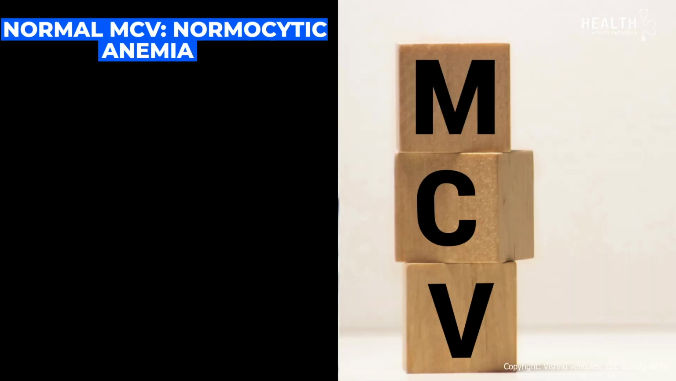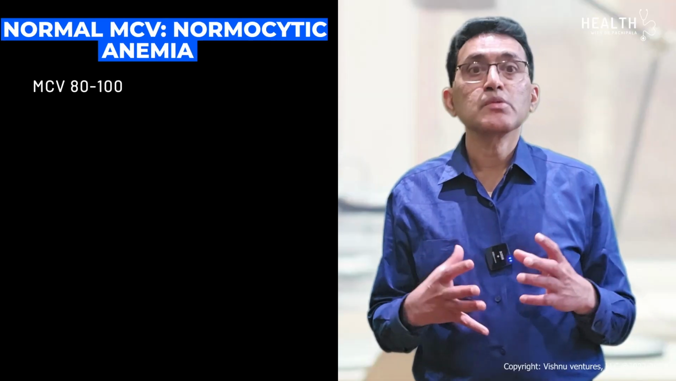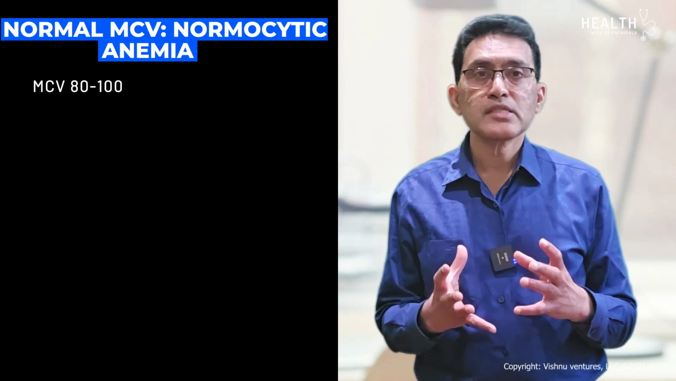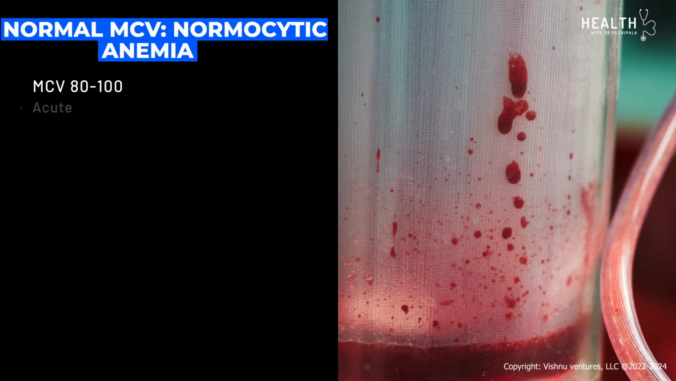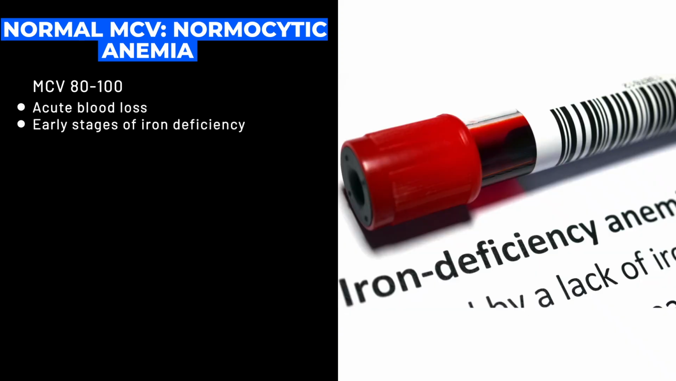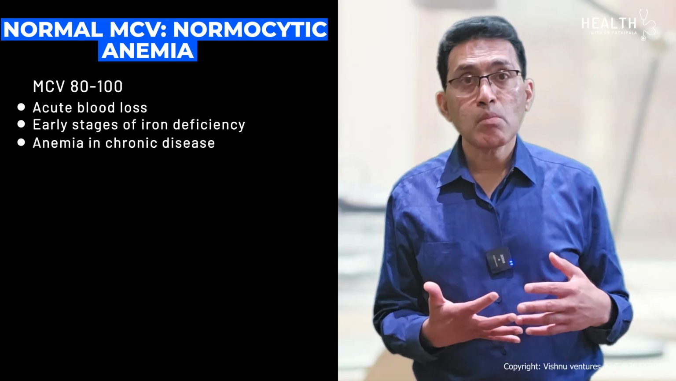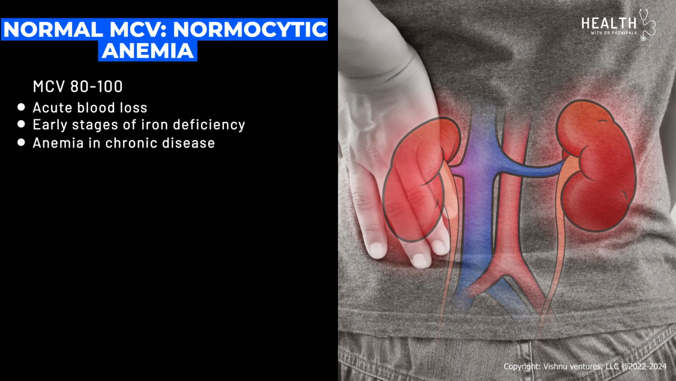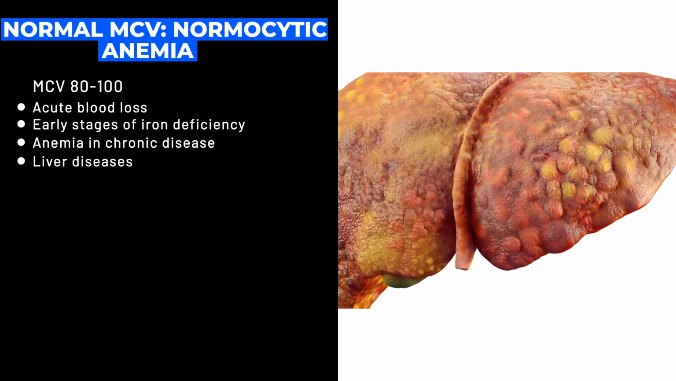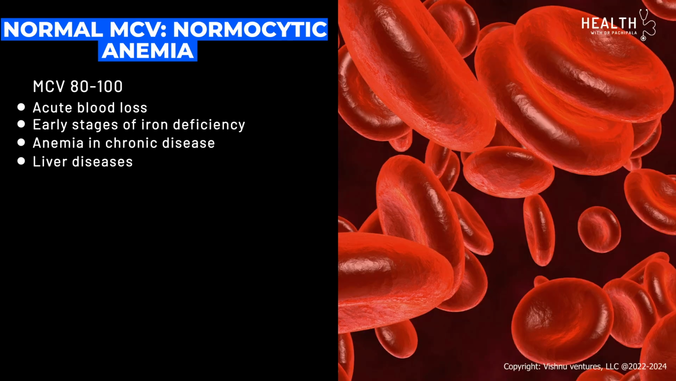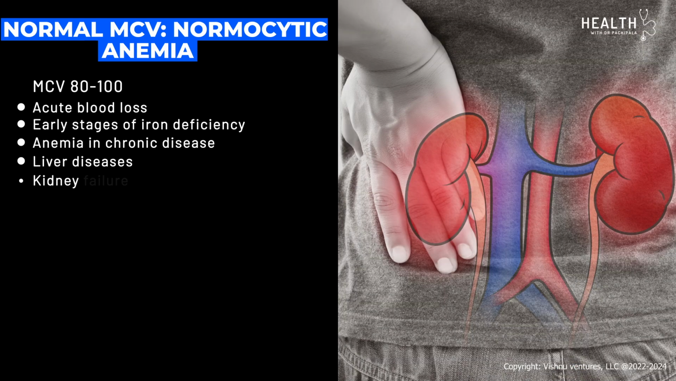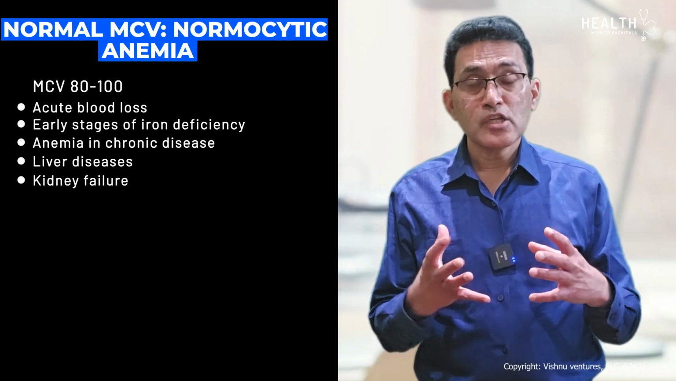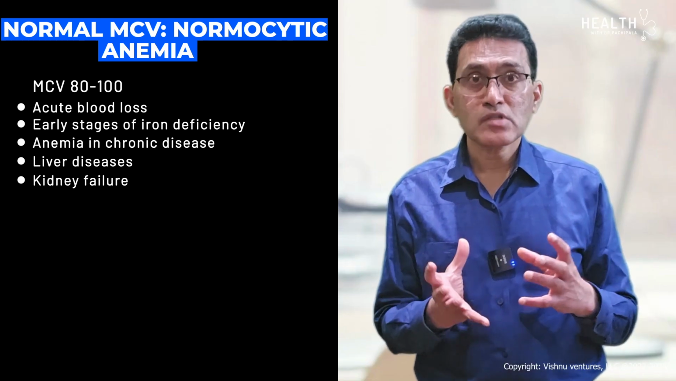And then there's normal MCV anemia, where the MCV is between 80 and 100. People have normal size cells, but they have anemia. The potential causes include acute blood loss, early stages of iron deficiency anemia, and chronic disease, meaning somebody has had a medical problem for a long time, such as diabetes, kidney problems, and liver disease. These patients have anemia with normal size cells. In addition, chronic renal insufficiency, meaning people with kidney problems for a long time, can have normocytic, normochromic anemia, which means the size of the cells is normal.